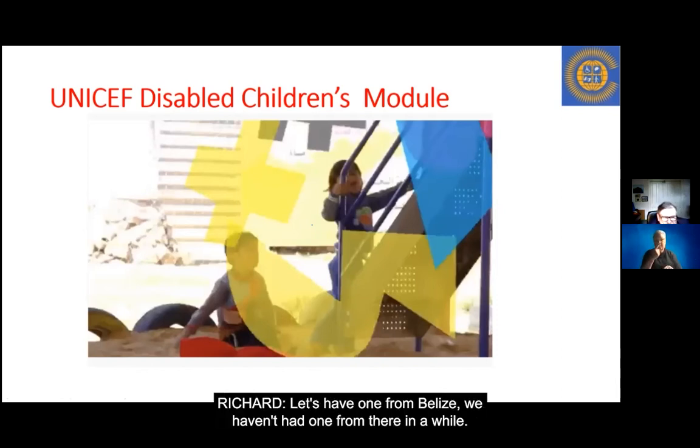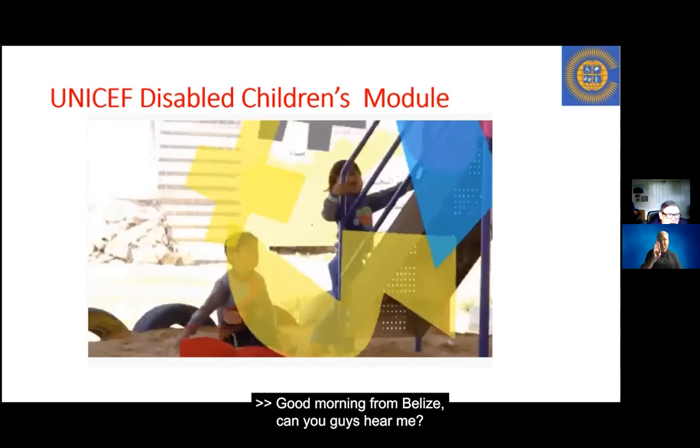Bernardina in Belize. Okay, let's have one from Belize. We haven't had someone from there for a while. Good morning from Belize. Can you guys hear me? Yes, we can hear you well.